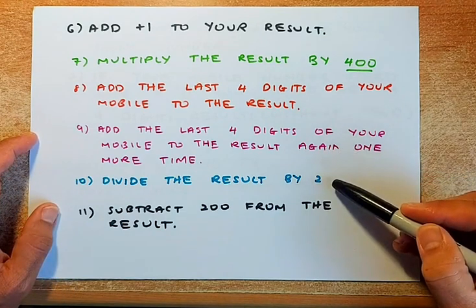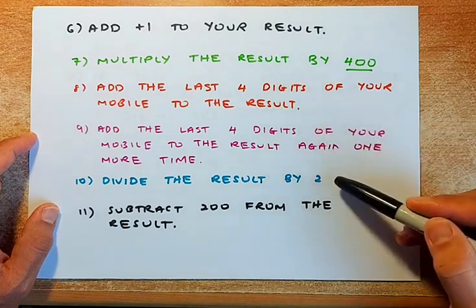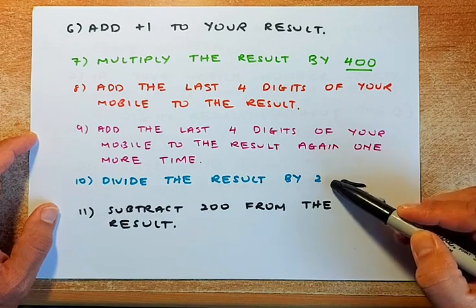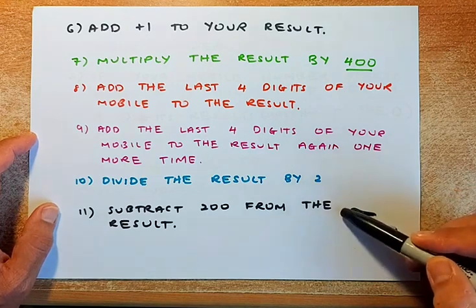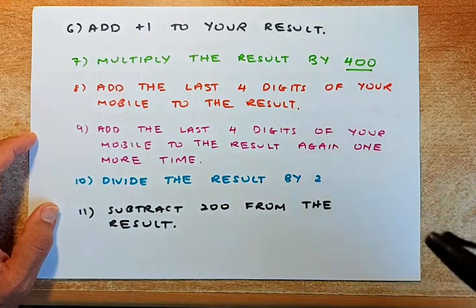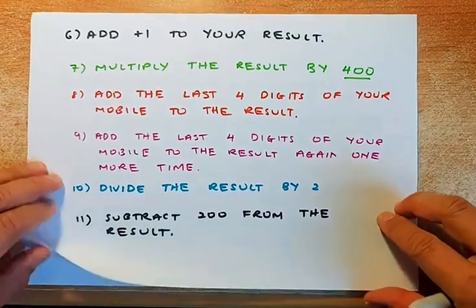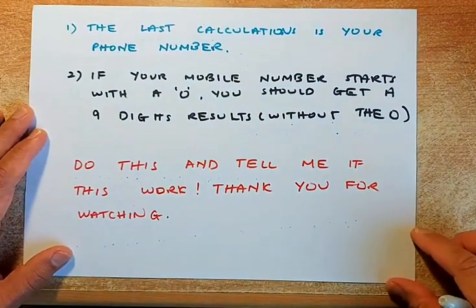After each step, make sure you put the equals sign. Once you have that result, you divide it by 2. And the last step, you subtract 200 from the result, press equals, and that will give you your phone number. The last calculation is going to be your phone number.